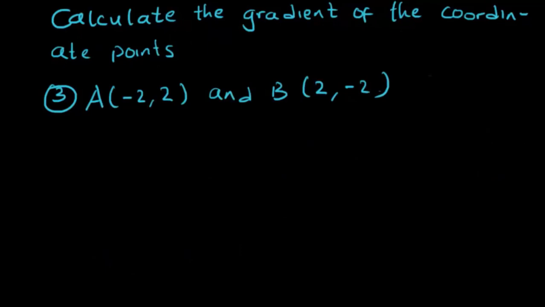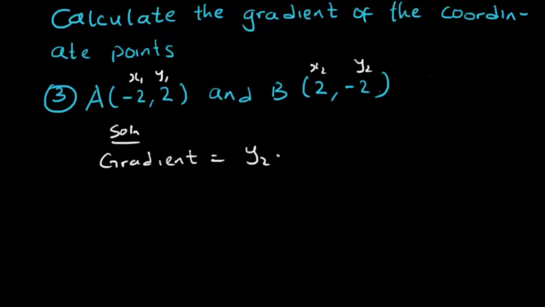Calculate the gradient of the coordinate points A(-2, 2) and B(2, -2). Remember, the first thing is to label x1, y1, x2, y2. The next thing is to write the formula. Can you remember the formula? Gradient equals rise over run. So we have y2 minus y1 all over x2 minus x1, which means gradient equals our y2 is what?